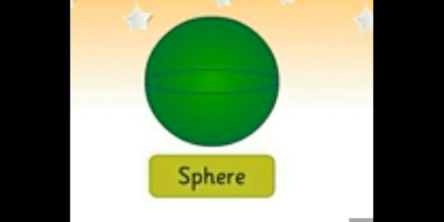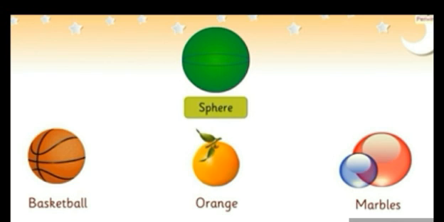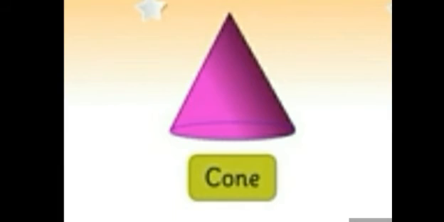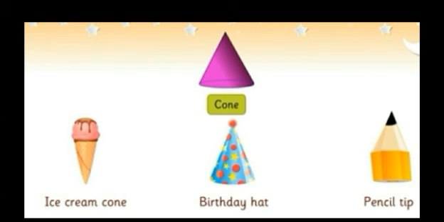Next solid figure is sphere. Some examples of sphere are a basketball, an orange, and marbles. Next is cone. Some more examples of cone are an ice cream cone, a birthday hat, and a pencil top.